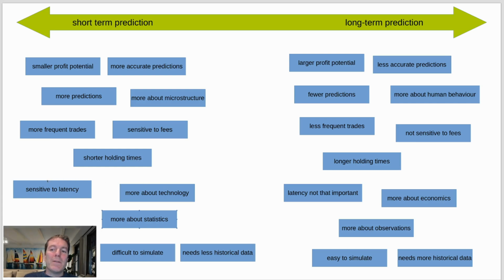So it's definitely more about technology when you're doing high-frequency trading. For low-frequency, latency is not that important. And again, it's not your technology skills that are that important. It's more your understanding of economics, of human behavior, herd behavior, market behavior. And finally, at the short-term prediction end, you don't need that much historical data, but it's much more difficult to simulate what's going to happen when you start trading.